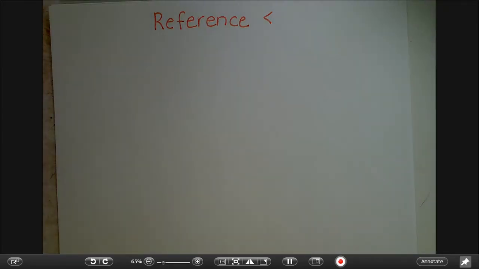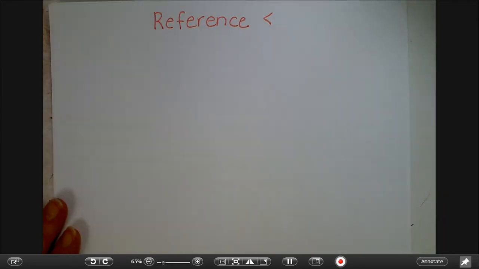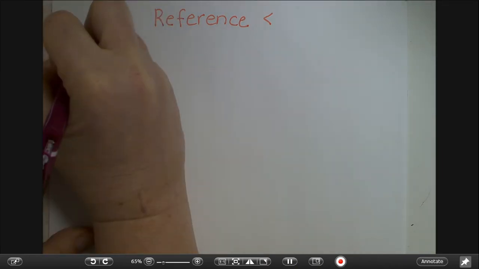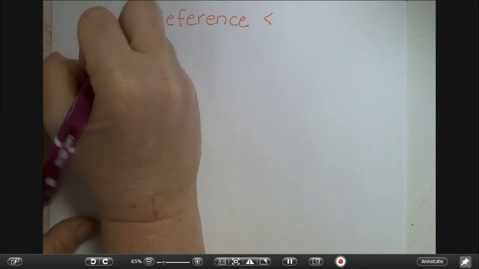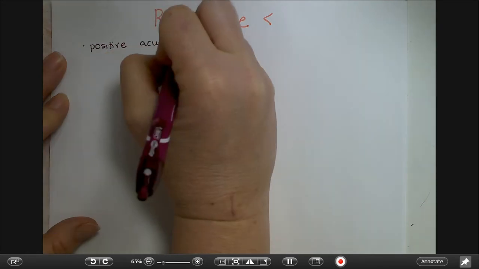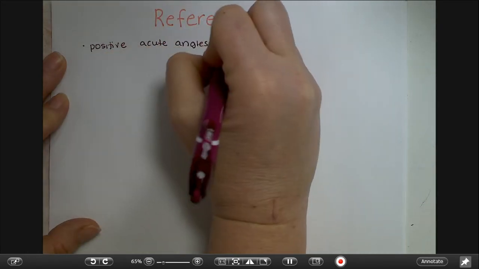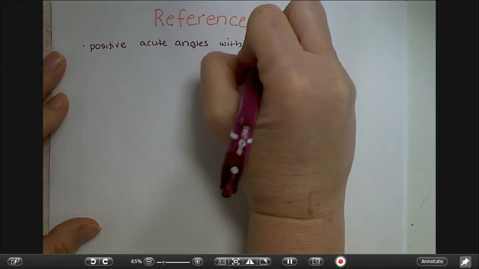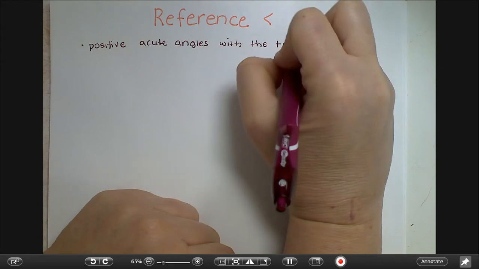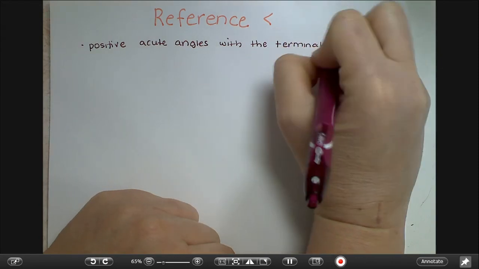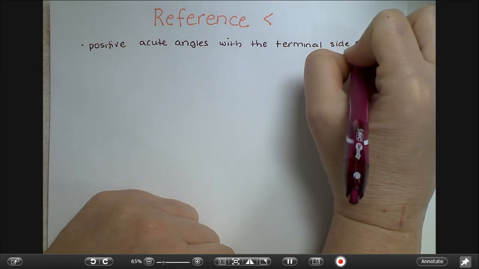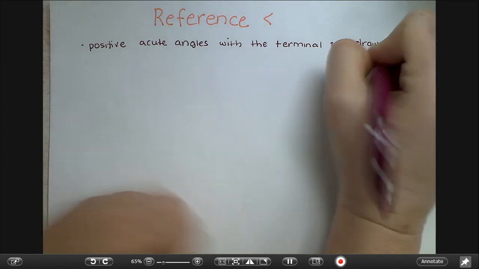Right, so just another kind of angle to confuse you, but actually this one is the most useful one. Reference angles are positive acute angles with the terminal side drawn, let's see, I'm going to say drawn towards the x-axis.